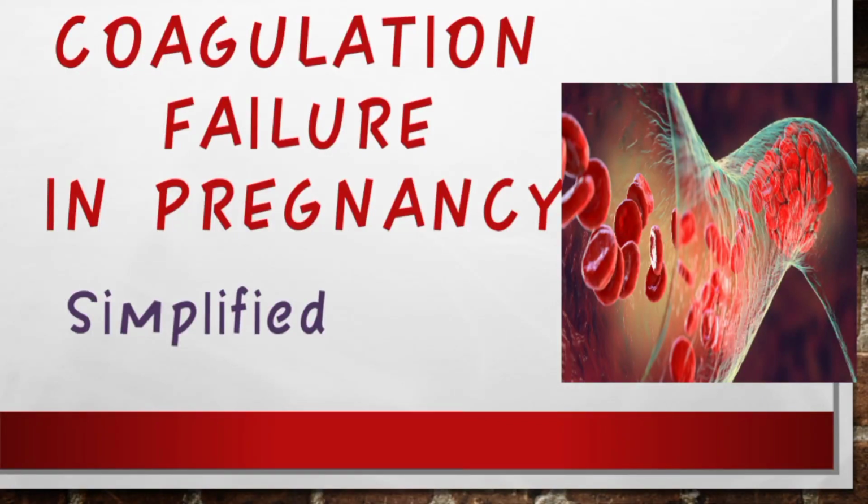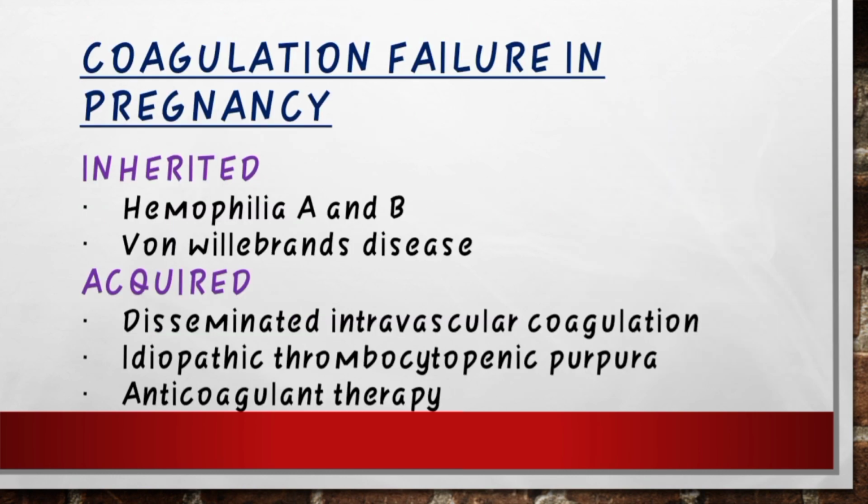Hello all, in this video we'll be discussing coagulation failure in pregnancy. In the previous video, we discussed the inherited conditions that can cause coagulation failure during pregnancy, that is hemophilia and von Willebrand's disease. In this video, we'll be discussing the acquired conditions that include disseminated intravascular coagulation, idiopathic thrombocytopenic purpura and anticoagulant therapy. So let's discuss each condition.